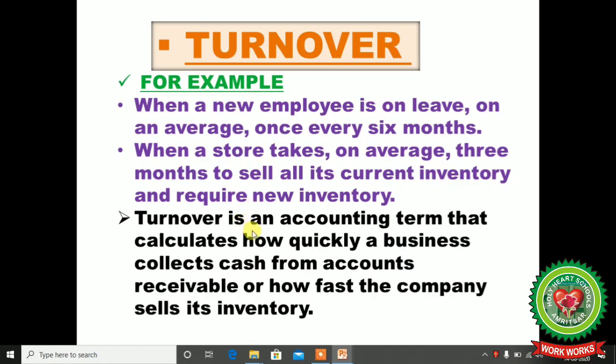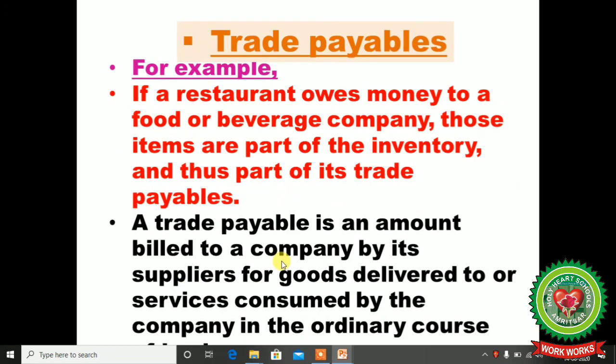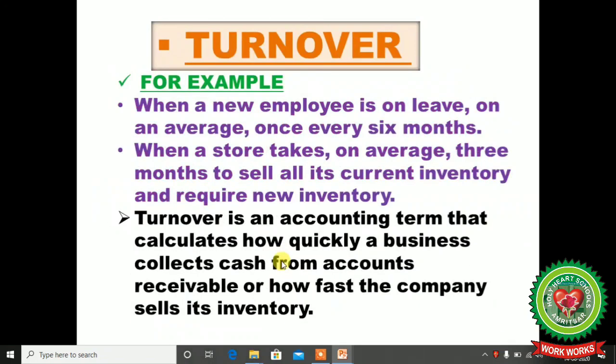So turnover is an accounting term that calculates how quickly a business collects the cash from the accounts receivable and how fast the company sells its inventory. It means how quickly you collect the money from the debtors, and also how quickly you clear the inventory.